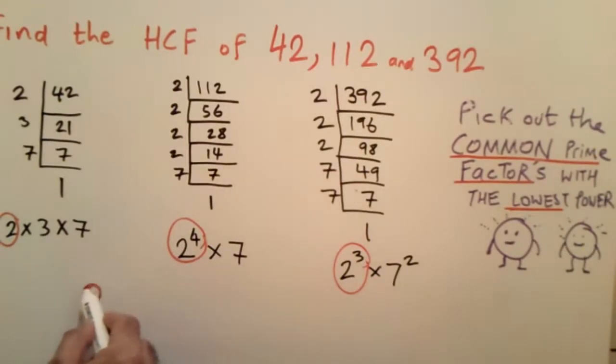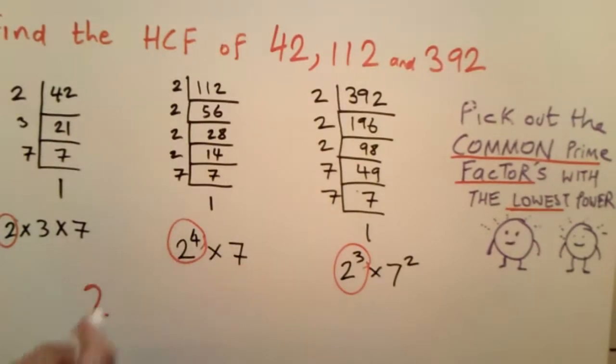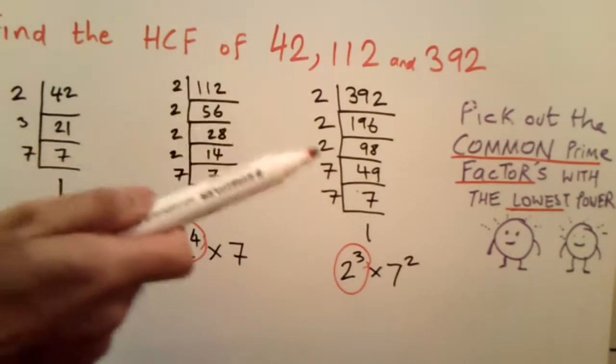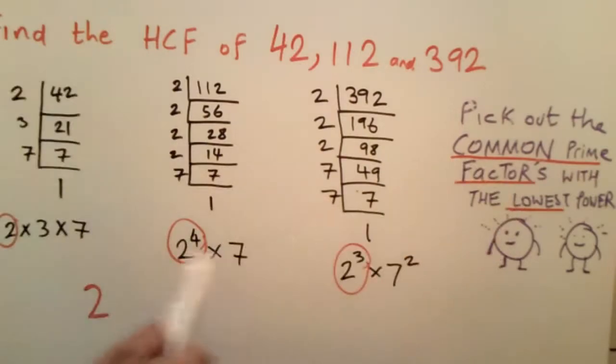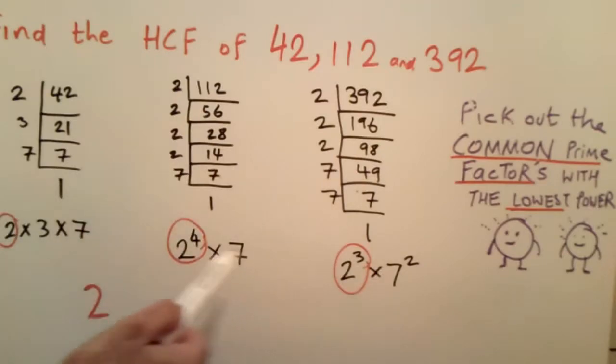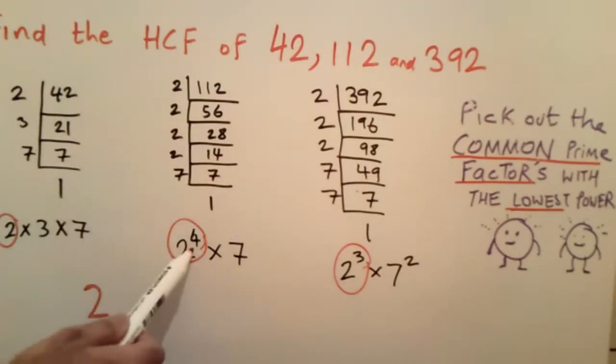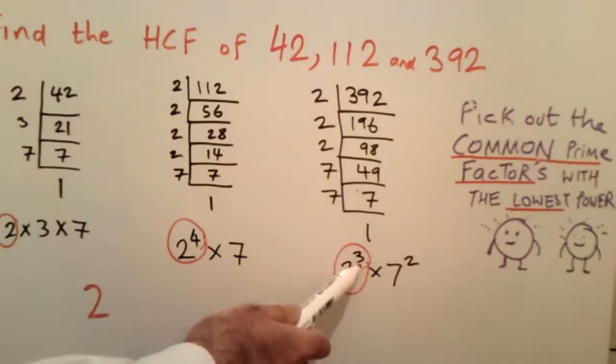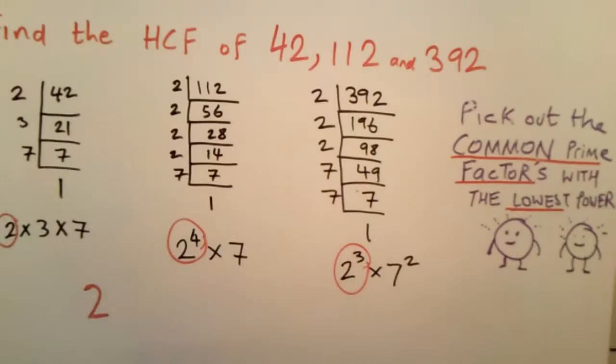We'll have 2. We select 2 as a number. Now, what is the lowest power of our common factors? The factors that are common to every one of these. What's the lowest power? We've got 2 to the power of 4, and we've got 2 to the power of 3, and just 2 on its own. So the lowest one is going to be just 2 on its own.